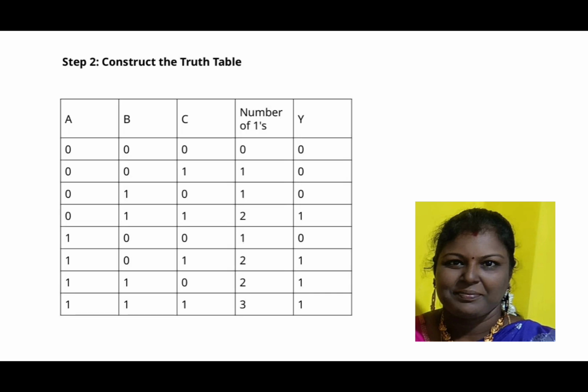Now, we move on to constructing the truth table. This table helps us visualize all possible combinations of inputs, A, B, and C, and their corresponding outputs. We count the number of ones in each row to see when the output Y turns on. Notice that Y is only 1 when 2 or more inputs are active. This step lays the foundation for understanding the logic behind our system.